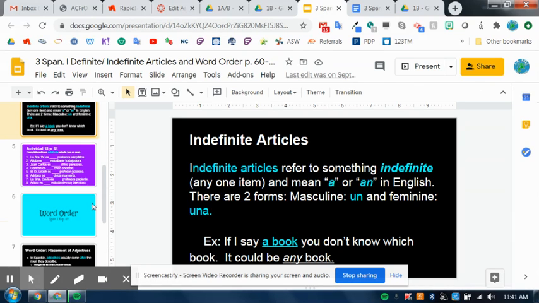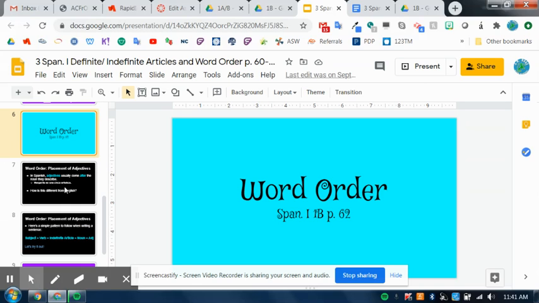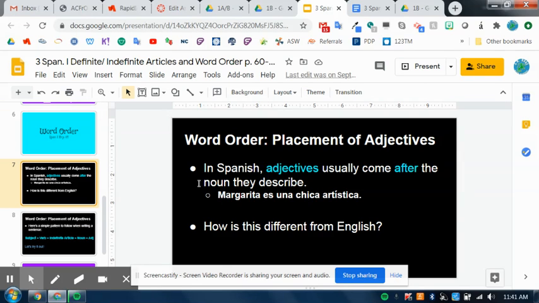And then we have word order. So the big thing in Spanish is that adjectives come after the word they describe. So you're always going to have your noun, like chica, before the adjective. And that is because we want to hear what is being described before we hear the description in Spanish. That is the complete opposite from what we have in English.